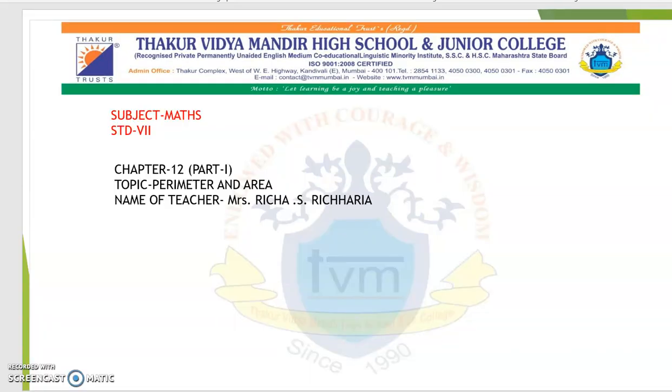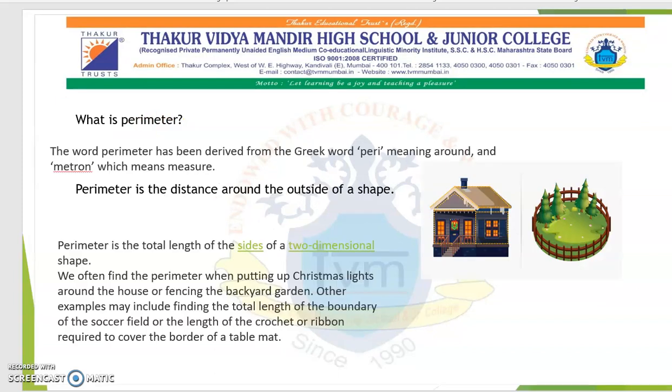Subject Mathematics, Standard 7, Chapter 12, Part 1, Topic Perimeter and Area. What is a perimeter? The word perimeter has been derived from the Greek word peri meaning around and metron meaning measure. You can see the given figures are there.